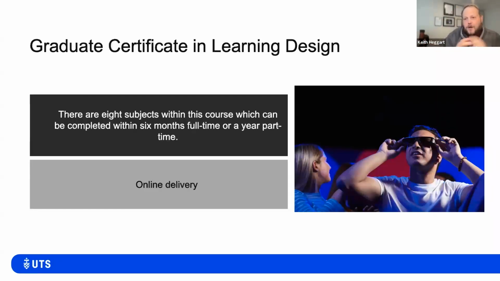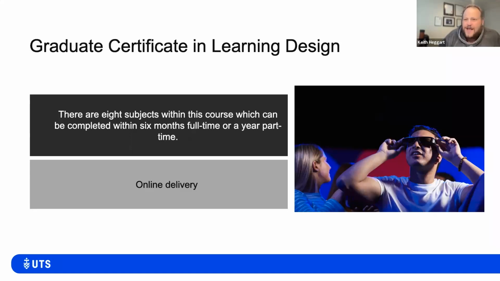In the grad cert, you do one subject for 6 weeks, finish that one, and then you start the next one, and then the next one. And so if you do it part-time, you complete it in about 8 months. And if you're really enthusiastic and you want to do it full-time, you can have it done and dusted in 4 months, which is pretty good for a graduate certificate. It is delivered entirely online.